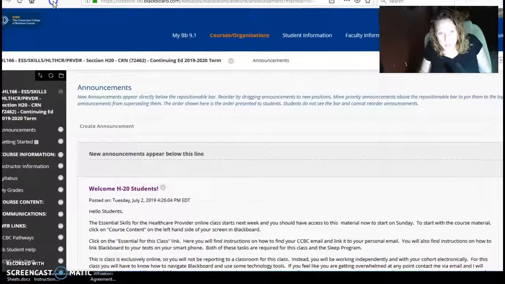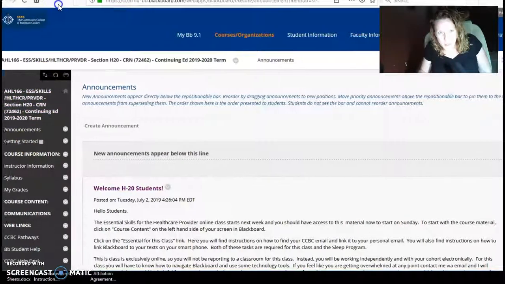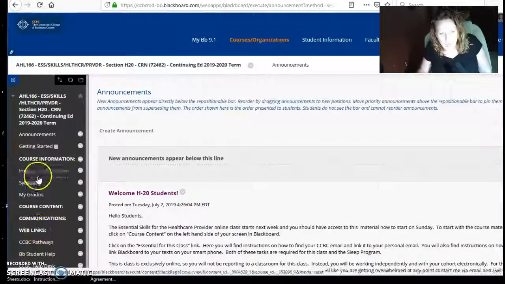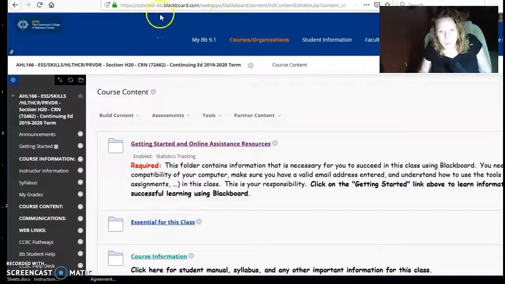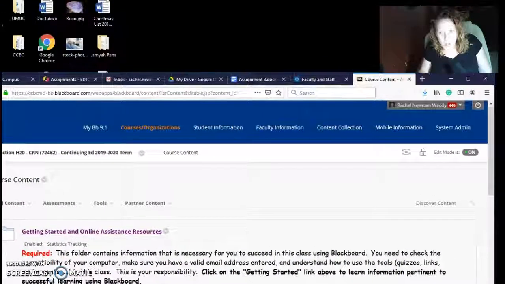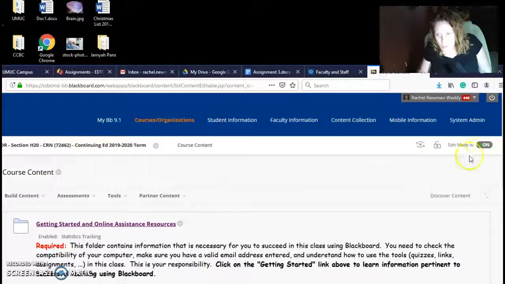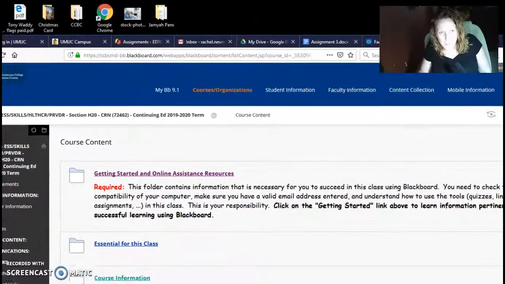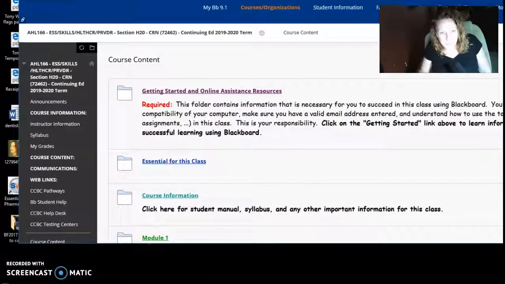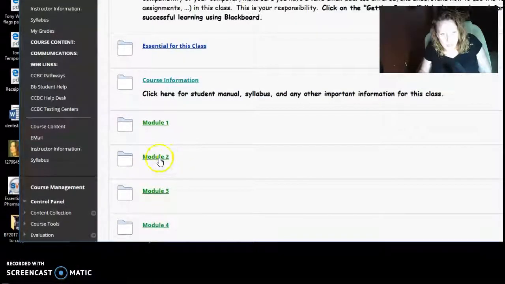So here is the class, and then I'm going to go to content, course content. And what I'll also do is I will put this on student mode. So I'll take instructor mode off so I see exactly what you guys see. Alrighty.